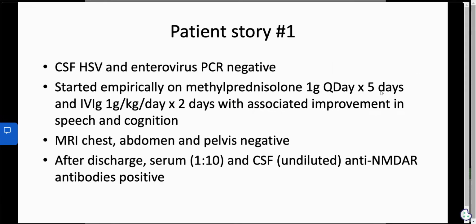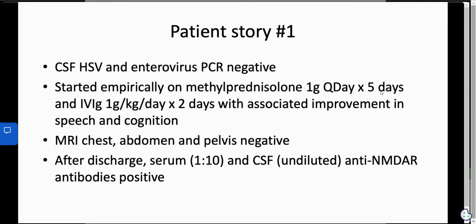So let's go back to our patient. Of course, we want to think about other differential diagnoses, and in particular, think about infectious encephalitis. Our patient's presentation was not totally suggestive of that, in that she did not have fever or other infectious symptoms, but we did do a PCR for HSV and enterovirus, the 2 most common infectious causes of encephalitis in pediatrics, and those were negative.